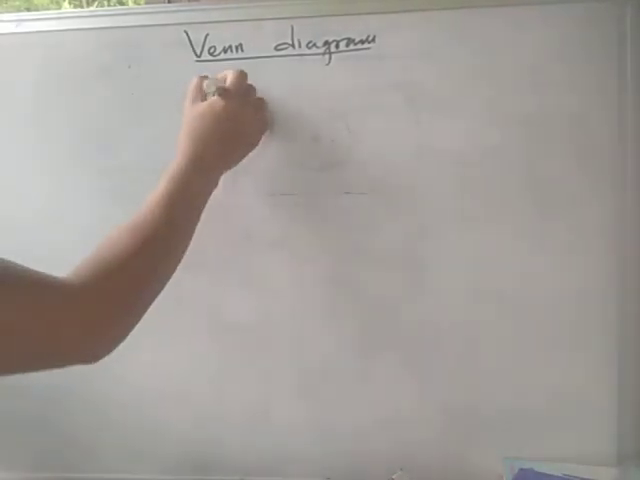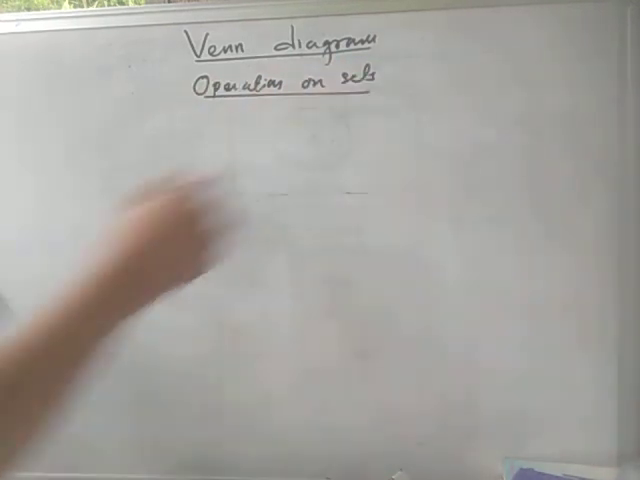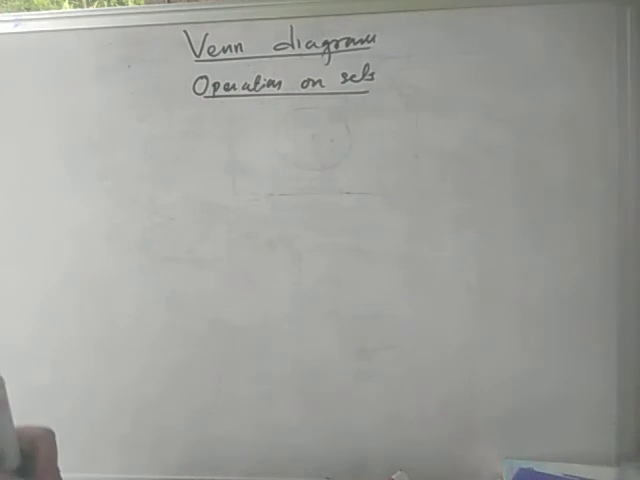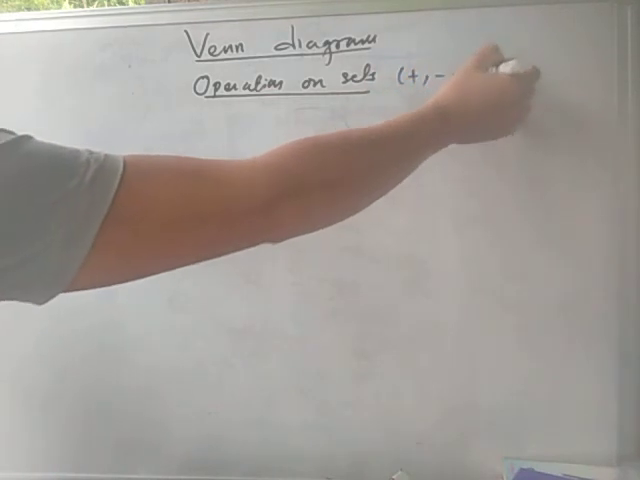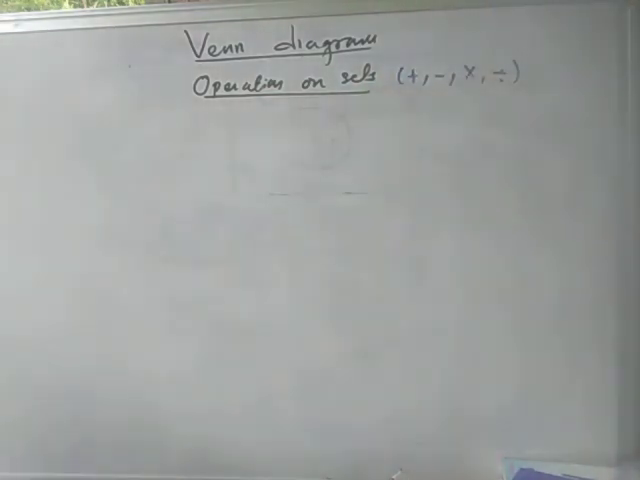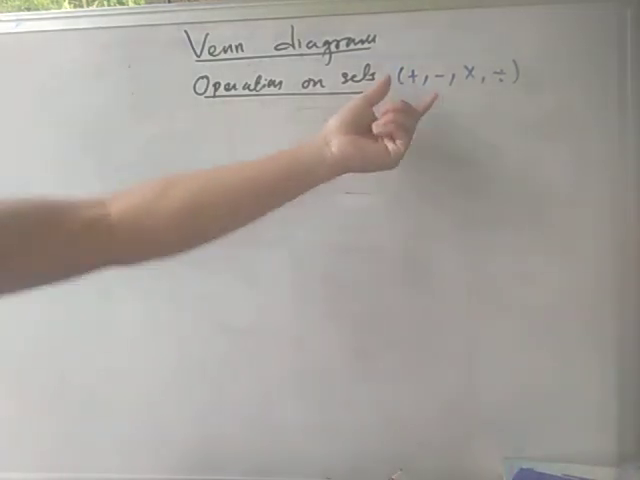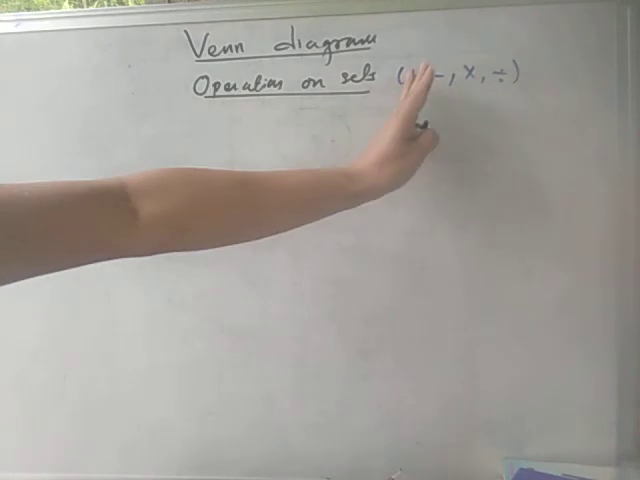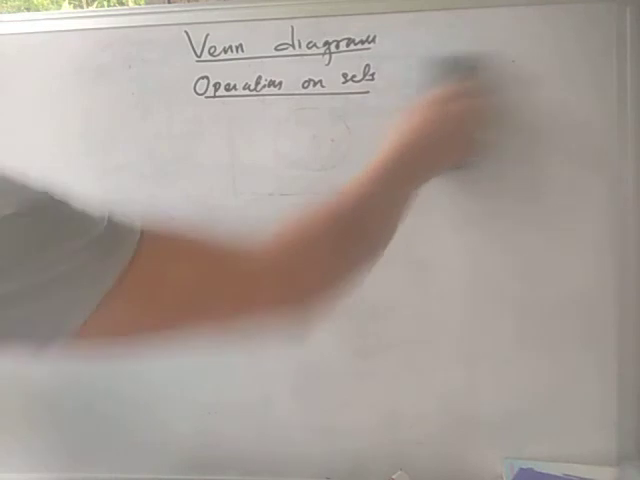Operation on sets. Like in arithmetic, what are the operations? Plus, minus, into, and divide. We have done this one. In scalar mathematics, whatever you did in mathematics up to class 10, you have done plus, minus, into, and divide. So in operation on sets, first write down union of sets. Clear? First is your union of sets.